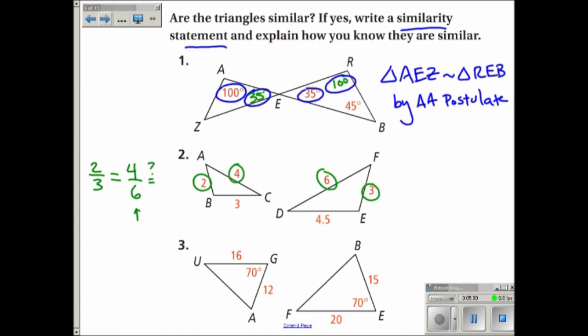Now, is that equal to 3 over 4.5? If you divide it, you get 0.66666 repeating. And yes, it's the same ratio. So because all the corresponding ratios are the same, these are proportional by the side-side-side similarity theorem. So my similarity statement is triangle ABC is similar to triangle FED by side, side, side.